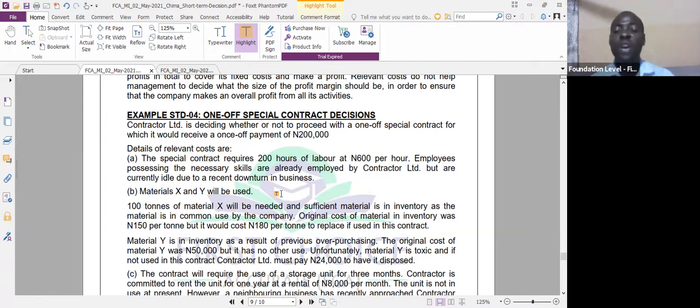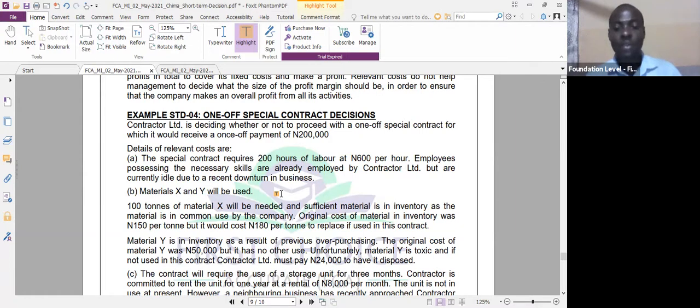So the original cost of material Y was 550,000 naira. It doesn't make any sense in terms of relevant cost because this is original cost, it's historical. But now they said it has no other use. That means this thing is not going to be used constantly. If you are to use them now in this contract, you may not need to replace. You may not need to replace because it has no other use.